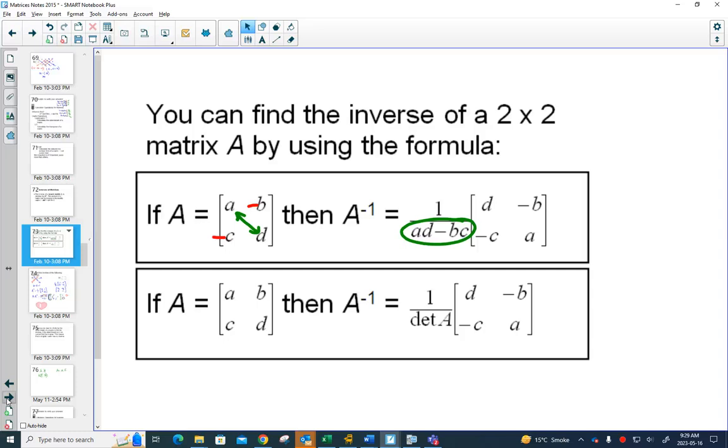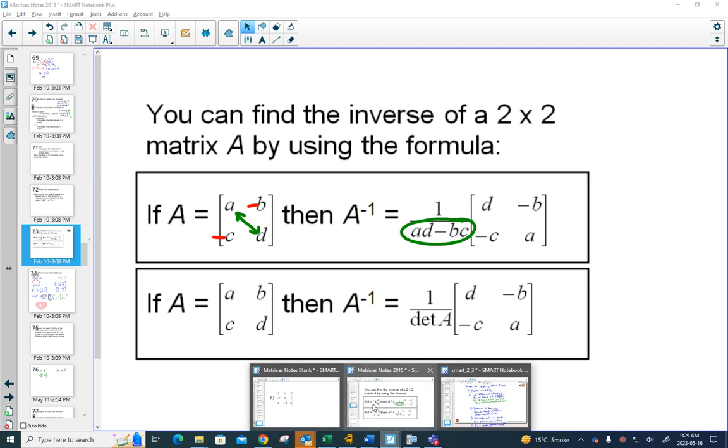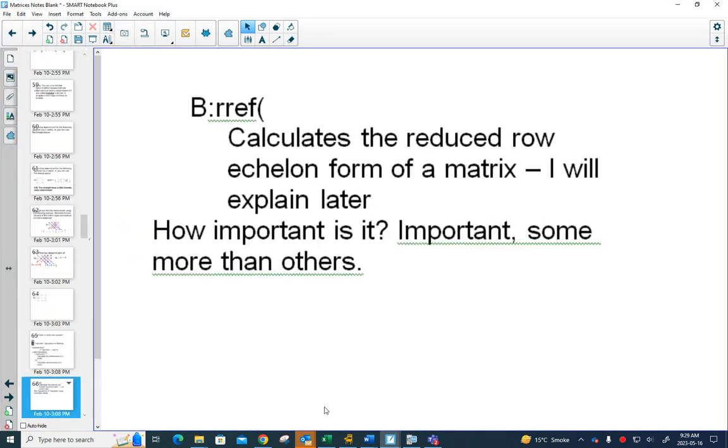So we do 1 divided by the determinant, and then we do this crazy formula where you take the diagonal numbers, you switch them, and you take the other diagonal and just make them negative. So if you have any 2 by 2 matrix, this becomes the inverse. All right, so we're going to do some questions with these.